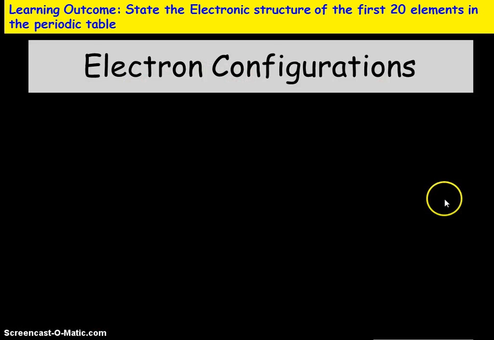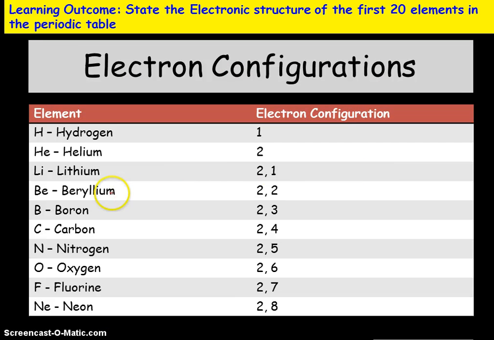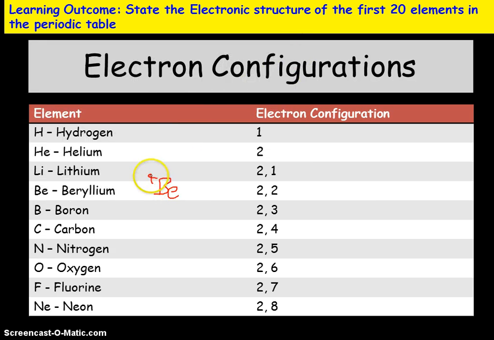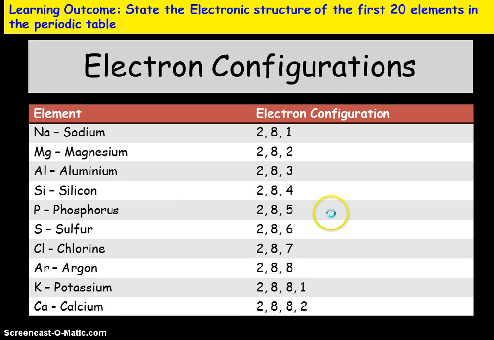So for example, if I looked at beryllium on the periodic table, I would see 4 at the bottom. Sorry, that'd be the atomic number, and I'd probably see 9 as the mass number. So this tells me that beryllium has got 4 electrons. So 2 can go into the first shell, and then 2 have to go into the shell that follows that.